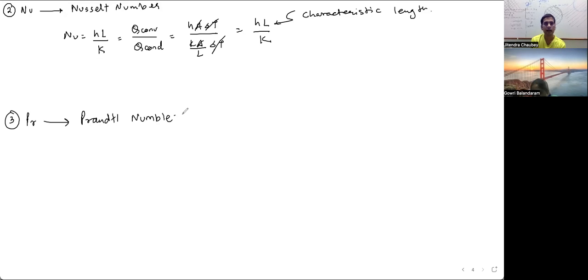Okay. Prandtl number is basically the ratio of diffusivity. The diffusivity ratio is nu by alpha, kinematic viscosity upon thermal diffusivity, or viscous diffusivity upon thermal diffusivity.